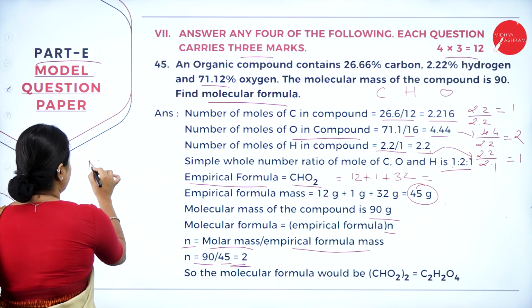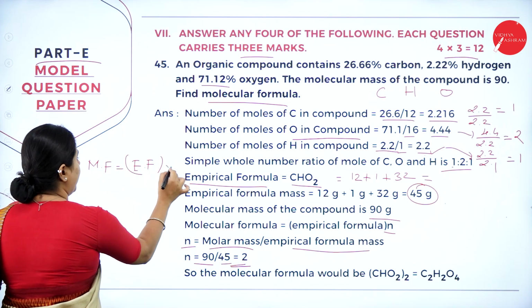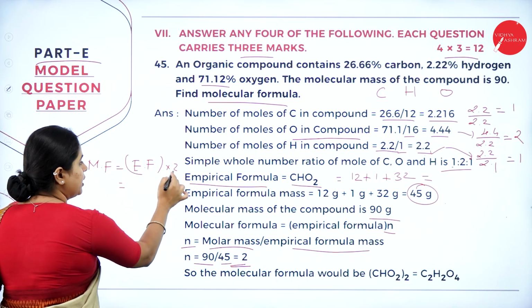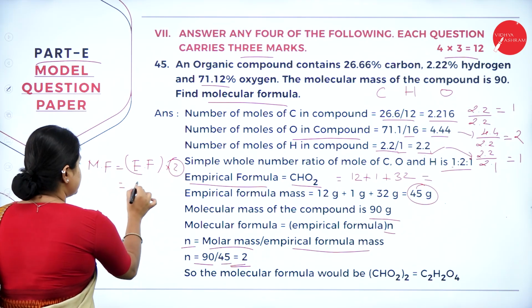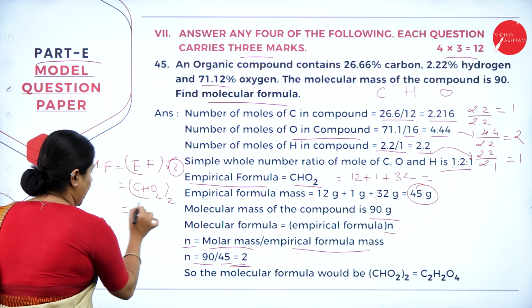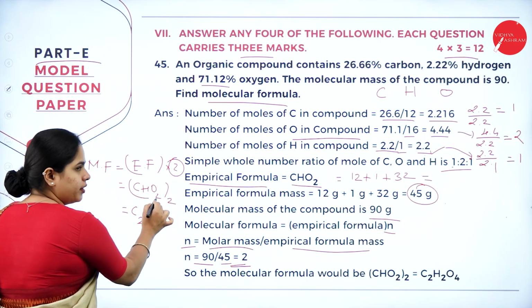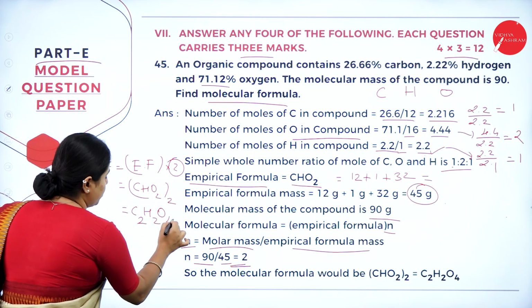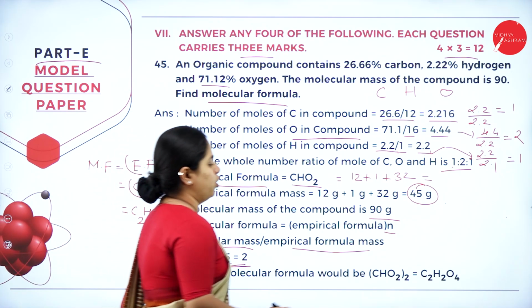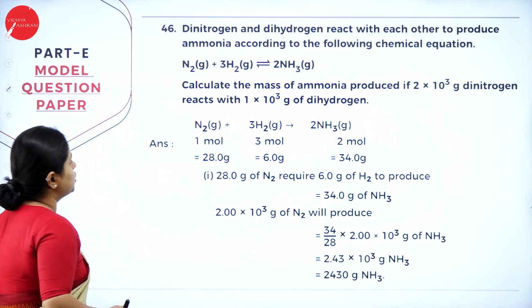Then how can you calculate the molecular formula? It will be the empirical formula into N. What was the empirical formula? CHO2. N is what? 2, we just calculated. So CHO2 times 2. That means carbon 2, hydrogen 2, and oxygen, already 2 was there, now it becomes 4. So it will be C2H2O4. So this is the molecular formula. I hope it is clear. Moving on to the next question.